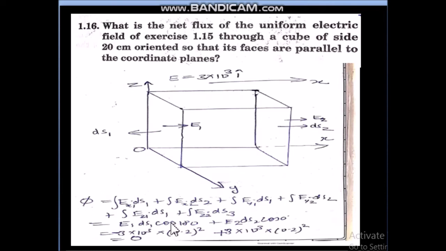Let us solve it. Cos 180 is a minus sign. E1 and E2 are the same, which means the electric field is uniform according to the question. So whether the electric field is present here or here, both are the same. ds1 and ds2, the areas of this and this face, are also the same. So finally cos 180 and cos 0 give a minus sign and a plus sign, and other factors are common. So finally the total flux will come to 0.